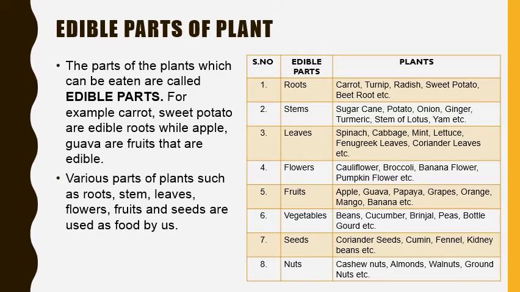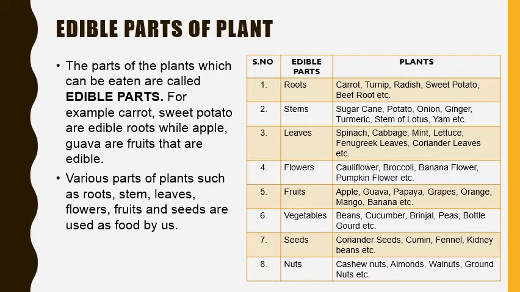Spinach, cabbage, mint, lettuce, fenugreek leaves, coriander leaves, they are all consumed as food and they are the leaves of the plant. Cauliflower, broccoli, banana flower, pumpkin flower are consumed as food and they are the flowers. Apple, guava, papaya, grapes, orange, mango, banana are fruits. Bean, cucumber, brinjal, peas, bottle gourd are vegetables.